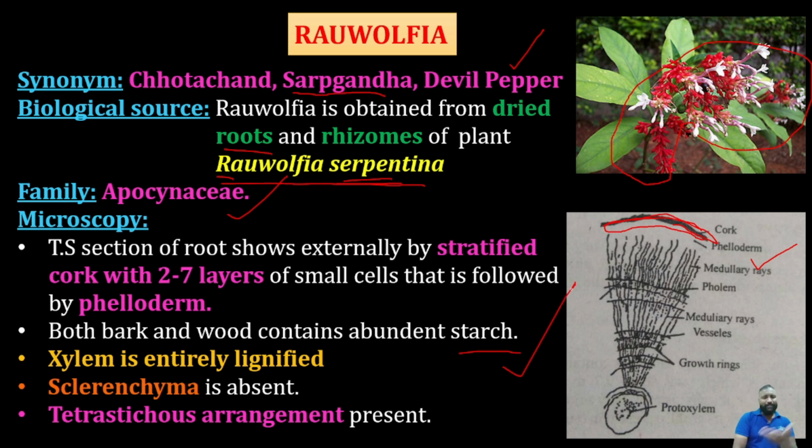I'll tell you the best example: potato consists of starch, right? And sweet potato, colocasia. So subterranean organs, whether root, rhizome, or any other, will consist of starch as an additional component. And xylem is entirely lignified. In the xylem, sclerenchyma is absent, and a tetrarch arrangement will be present. Okay, so this will be the microscopy of Rauwolfia.